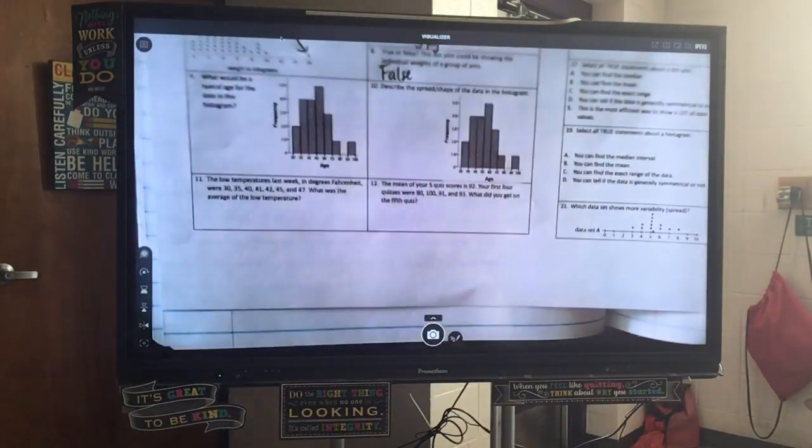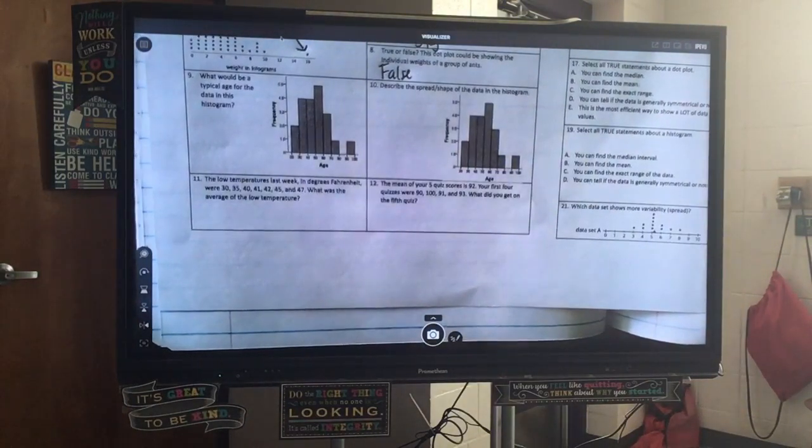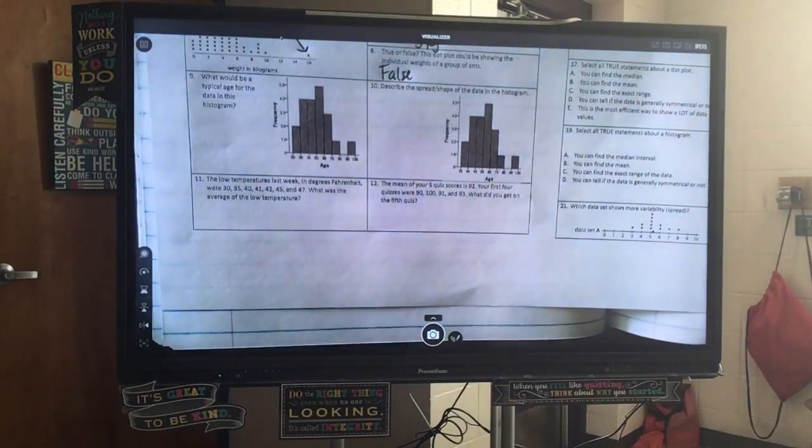Alright, number 9. It says, what would be a typical age of the data in this histogram? So, what is our typical age? What does that word, typical, mean? Because we haven't really heard a whole lot of typical being used. Emily? Yeah, so essentially it's your average. So like what is the average age of a 6th grader? What is the typical age of a 6th grader? So that's what this is asking.